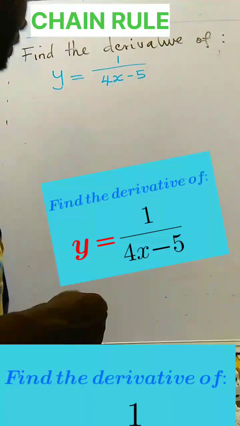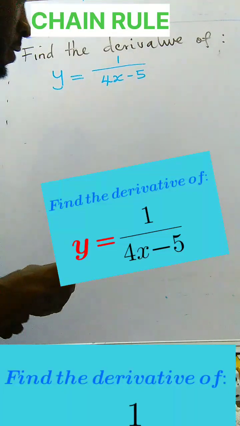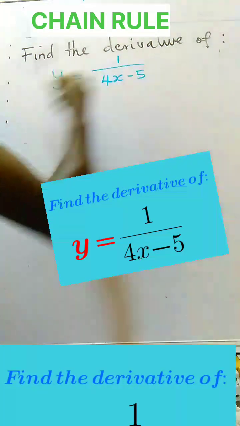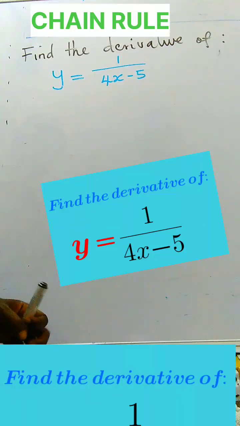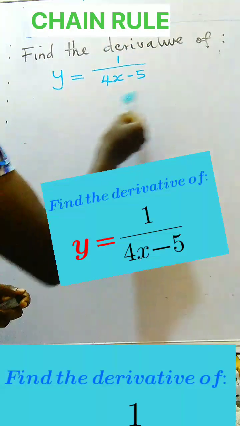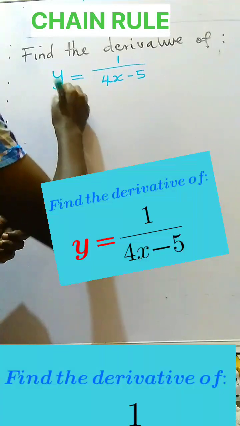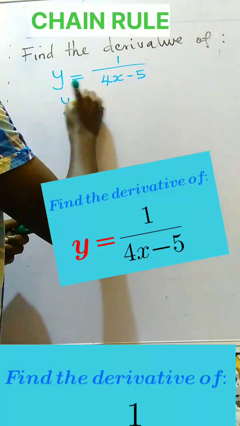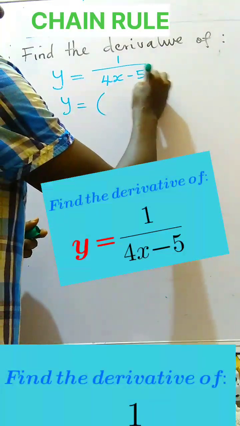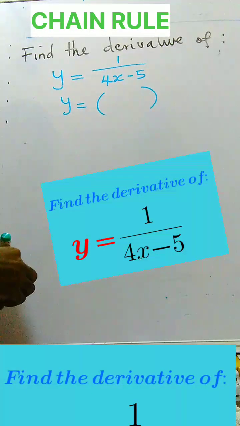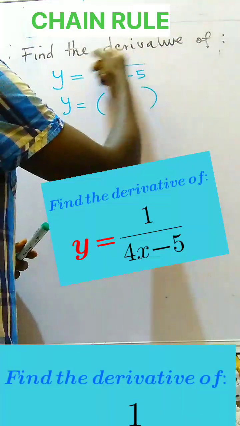Let's go. Now we are given y equals 1 over 4x minus 5, and we want to solve this problem using the chain rule. Okay, now the first thing to do is, as I told you in my last video, whenever you see a question that has brackets and a power, then it's likely that the question can be solved using the chain rule. So we are going to put this in bracket form.